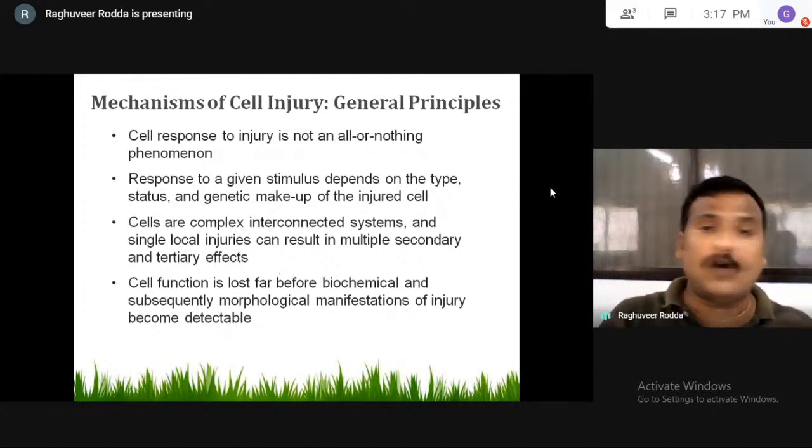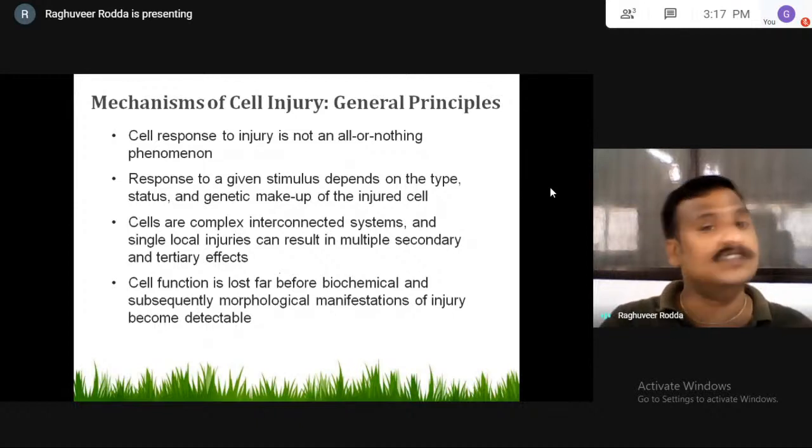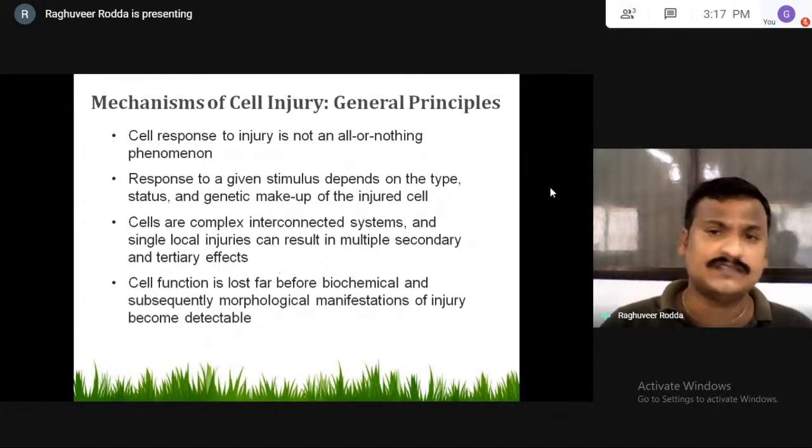So there is no all or nothing. All means entire function, nothing means zero function. There is no such thing. The cell tries to maintain itself by having certain intermediate, compromising points. The cell produces its response against the injurious condition. And to what extent will it give the response?